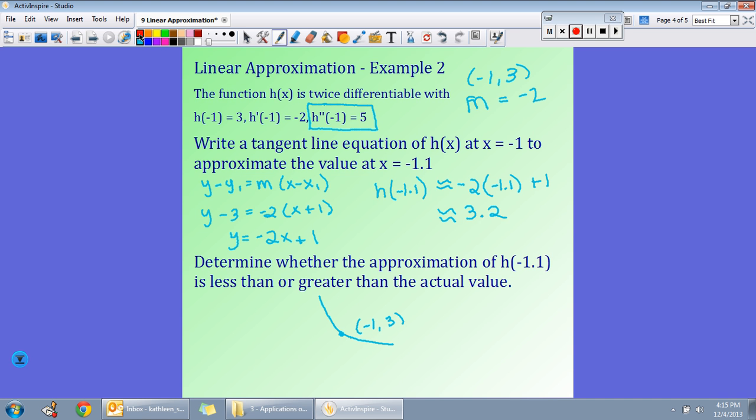And then we're going to have a tangent line. And our tangent line is y equals -2x plus 1. And here's our h of x curve. So when we use our second derivative to tell us what the curve looks like, at -1.1 on a graph, so we have, here's our coordinate plane, here's 3, here's -1. At -1.1, we might be right here. The approximate value is on the red line, and the actual value is on the blue line. So we can say that the approximation is less than the actual value.